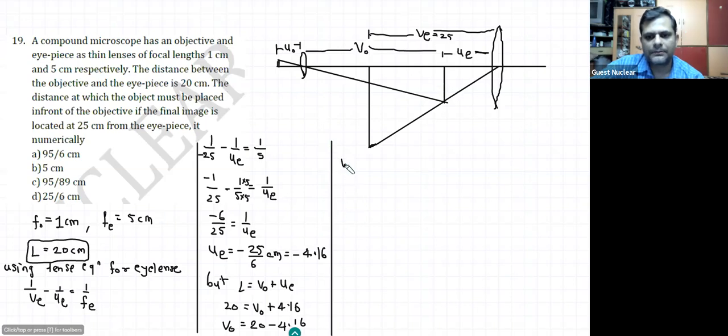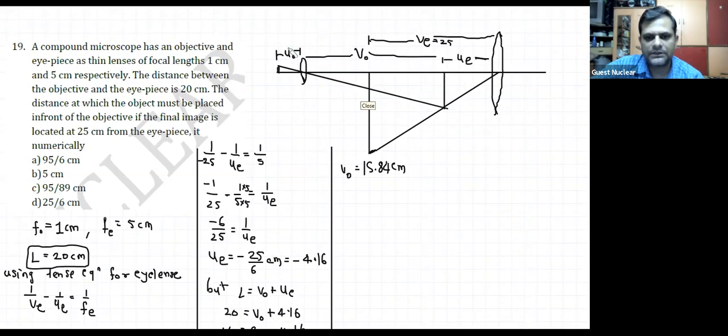VO here. So how much VO are we getting? Look, it says it will be 15.84, right? Centimeter. Yes, VO is obtained. Now using this VO and the lens equation on the objective, we can find this. Yes, very good, Athar. Okay, so using VO and the lens equation we will work out UO.